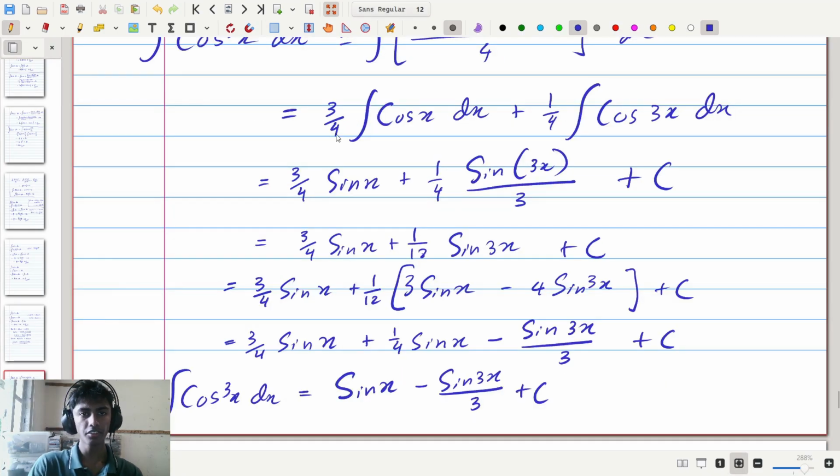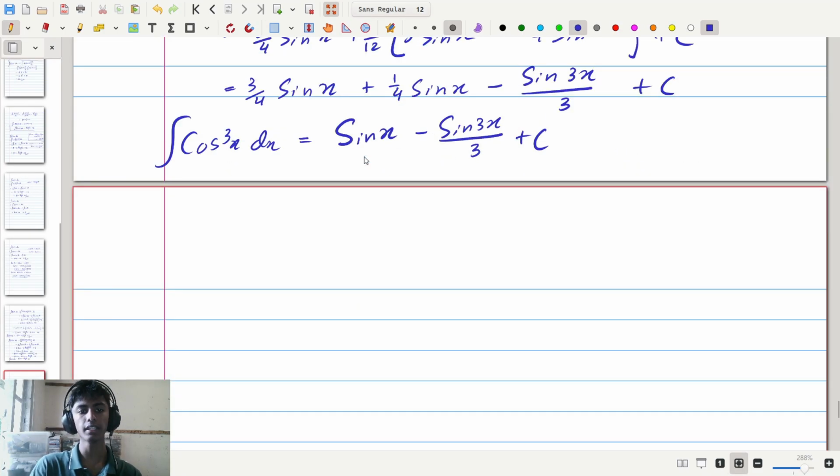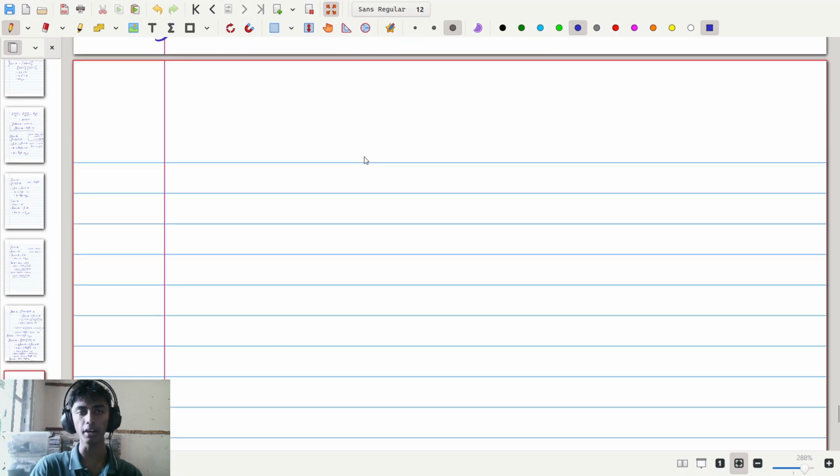To wrap up this lesson, we're going to consider one more rule of integration, and that is something called integration by parts.